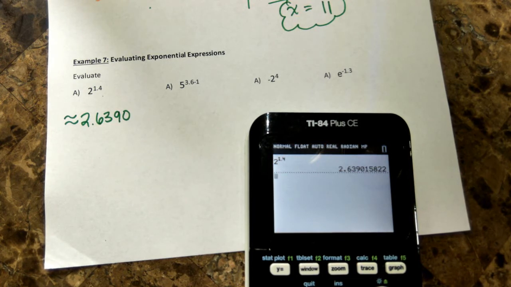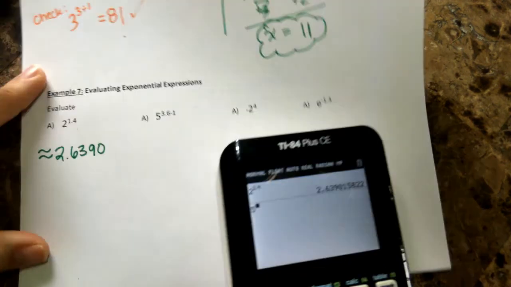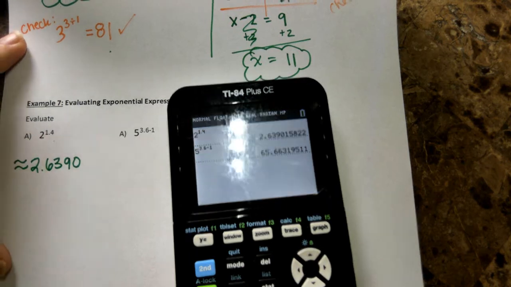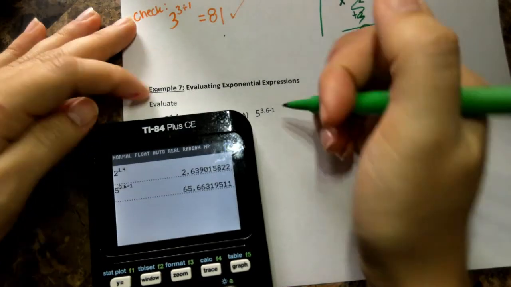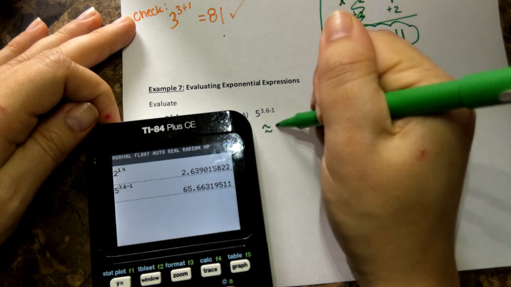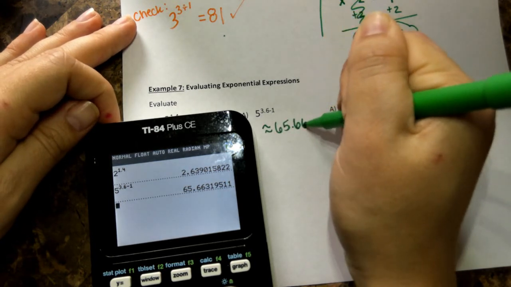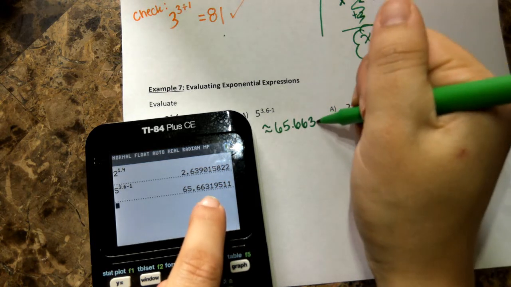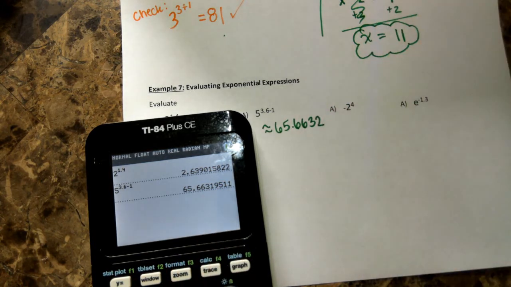Same thing for the next problem. I would just type that in. I would type it in as 5 using the caret symbol. And then 3.6 minus 1, that entire thing is in the exponent section. And I get 65.6631. So I'm going to put this is approximately 65.663, and the next digit is 1, so the 1 is going to round up to a 2 if I'm rounding to the 4th decimal.